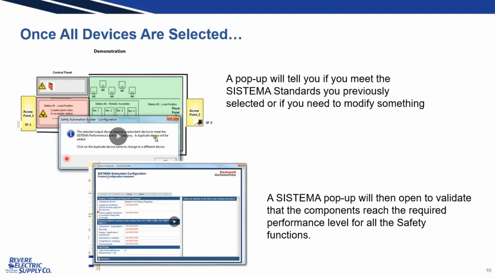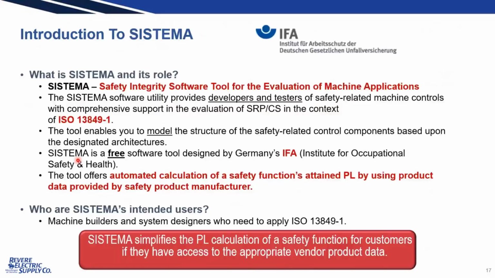So you can go back, add your e-stop, and then continue, make your selection for your e-stop like you did your light curtain, all of the components that are affiliated. And then once you complete that, get back to this screen again, SISTEMA will pop up, and then open to validate that the components reach the standards that you selected.